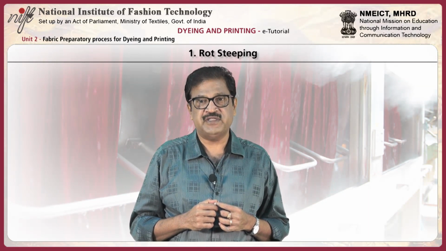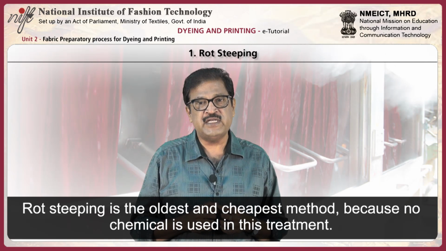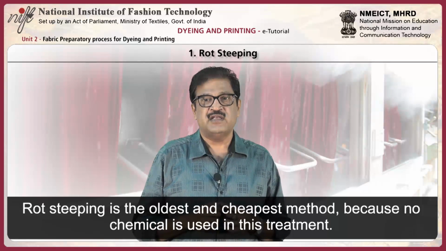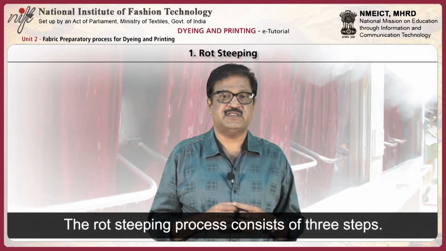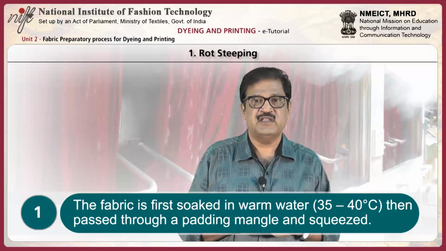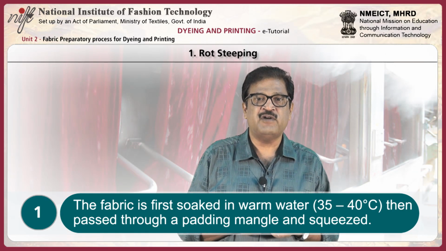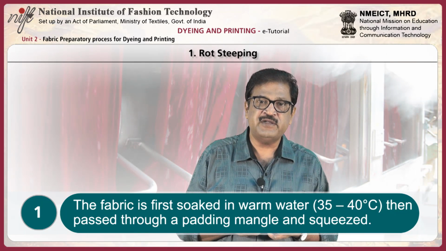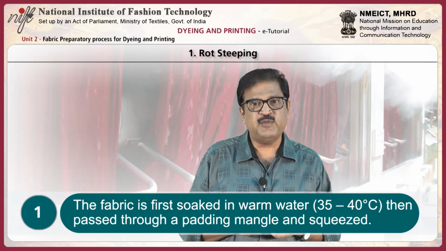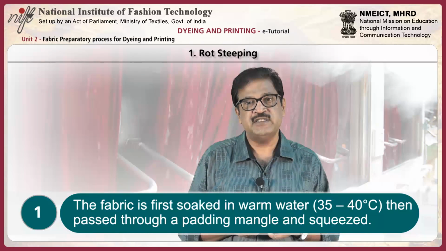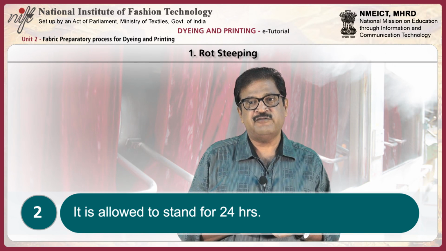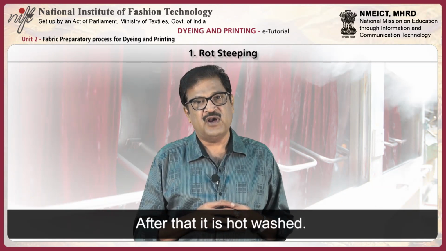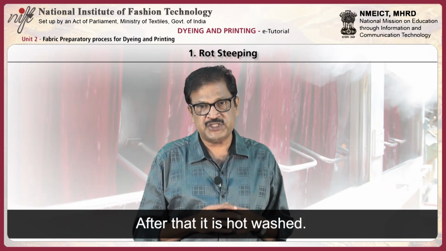First, rot steeping. Rot steeping is the oldest and cheapest method because no chemical is used in this treatment. The rot steeping process consists of 3 steps. First, the fabric is soaked in warm water between 35 to 40 degrees Celsius, then passed through a padding mangle and squeezed. Second, the fabric is allowed to stand for 24 hours. After that, it is hot washed.